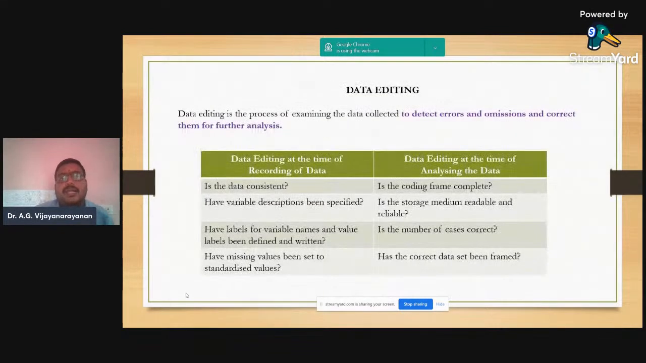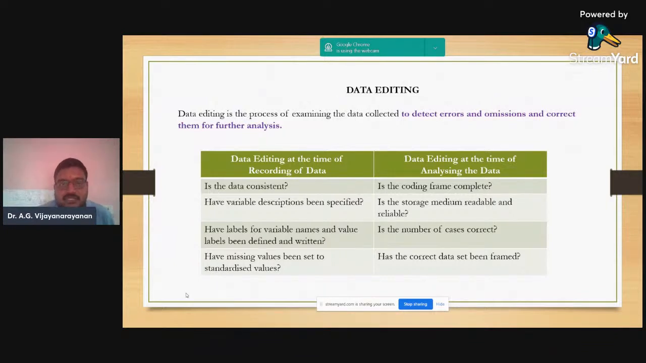Okay, what is data editing? To find errors, to find omissions and correct them. That data editing can be done at 2 points of time. 1, at the time of recording the data itself we can do it. 2, before analyzing the data, we can do it. In terms of recording the data, is the data consistent? Are there any missing values? We can look at it. Is the coding frame complete? Are all the number of cases correct or not? Has the correct data been framed or not?